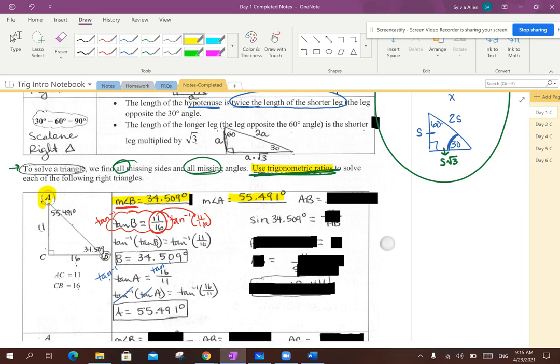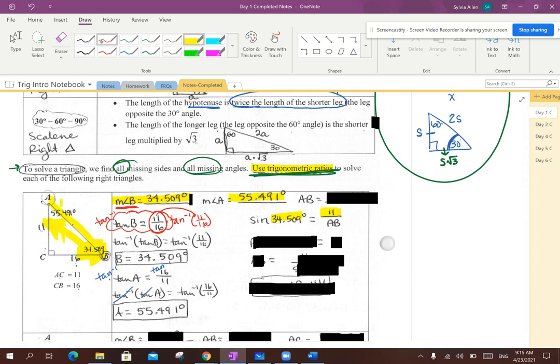So once you've found pretty much everything else, it depends on what you personally want to use for your trig ratio. So let's go ahead and do sine of this angle right here. So sine of A, so sine of that degree is equal to opposite over hypotenuse, okay? And that shouldn't be 11 sine of, oh, I'm on the wrong angle. My apologies. So sine of this angle right here, we're doing sine of B. So sine of 34.509 is equal to opposite over hypotenuse. And that's what it is that we're trying to find.